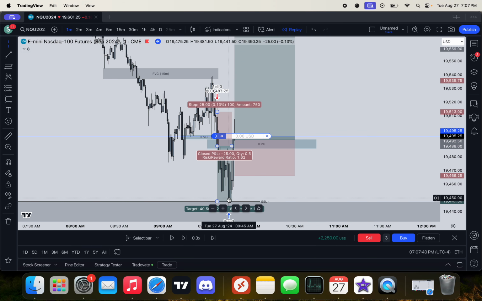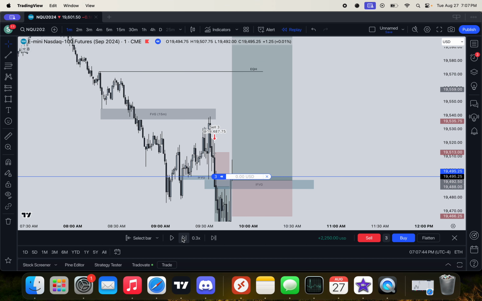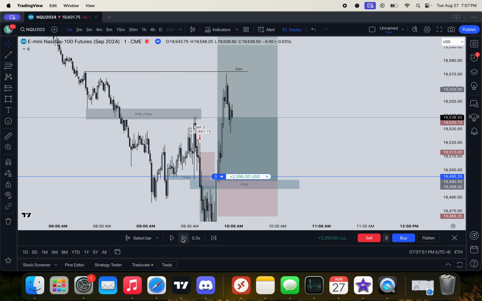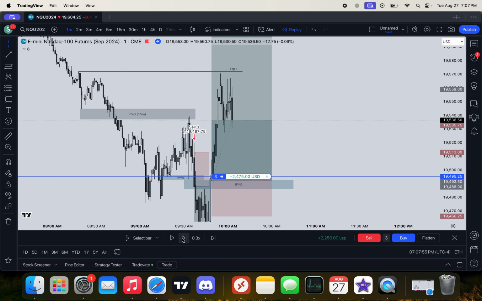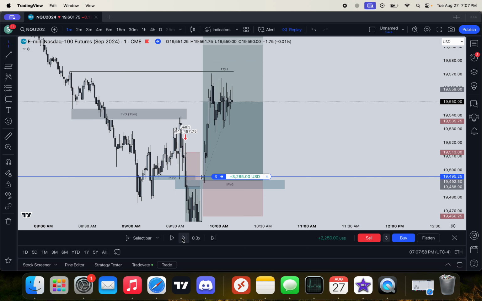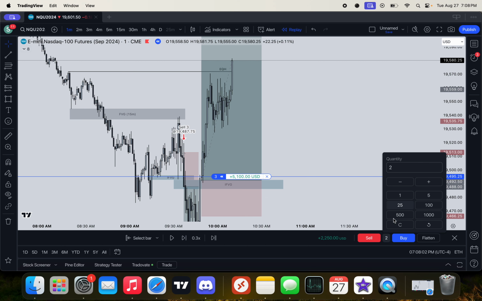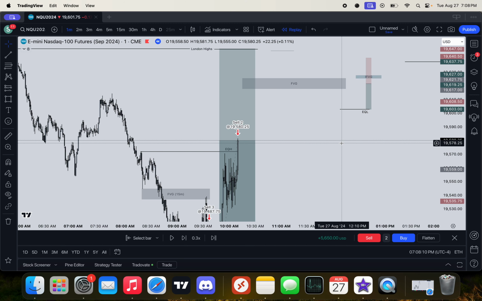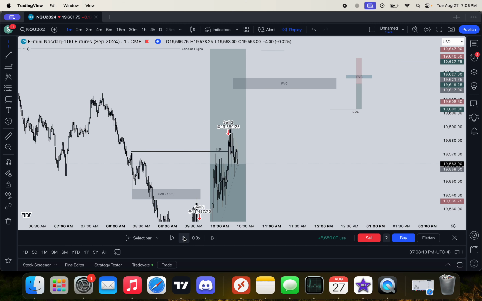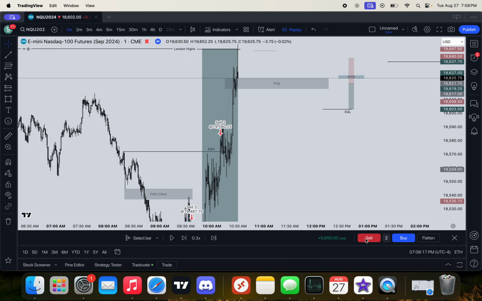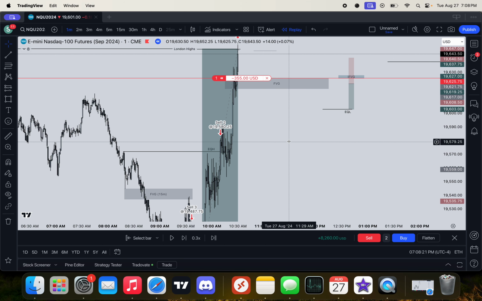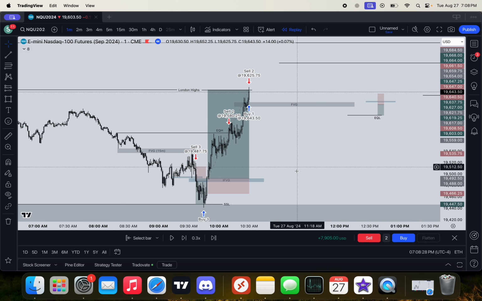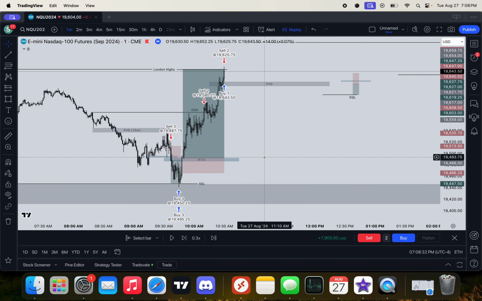We had our sweep of sell side, SMT with ES, inverse this 5-minute, and then just let it run higher. TP1 at the equal highs should be one of these candles. There we go. Sold 2, and then left a runner to the high time frame draw on liquidity, which was London highs. There you go. Okay. What the hell just happened? Oh, I sold 2. Anyway. Oh, now my executions are so ugly.